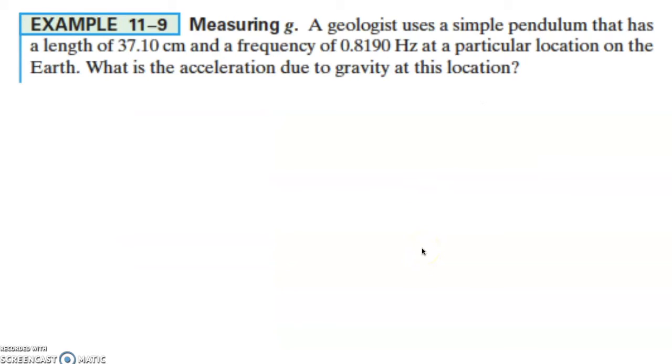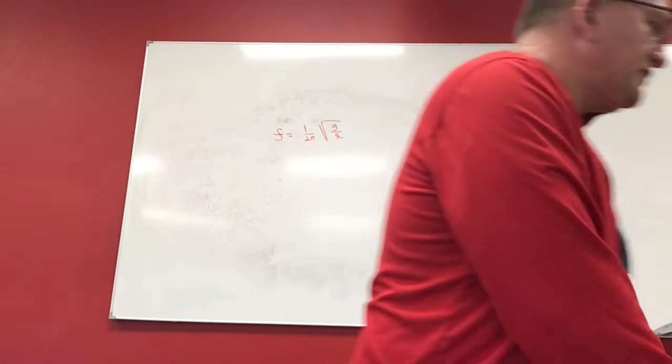So how we can use a pendulum to measure g. Geologists use a simple pendulum that has a length of 37.10 centimeters and a frequency of 0.8190 hertz at a particular location on the Earth. What is the acceleration due to gravity at this location? Do it now.